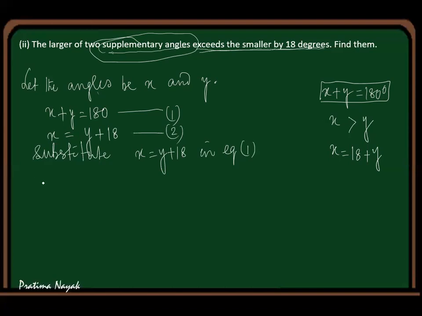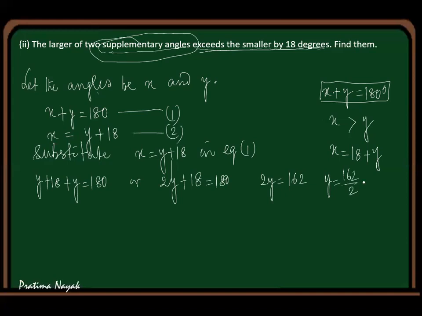Then I'll get y plus 18 plus y is equal to 180 degrees, or twice y plus 18 is equal to 180, or twice y is equal to 162, y is equal to 162 divided by 2, that will be 81. So one angle we got, that is 81 degrees. Now what is the other? Other is 18 more. So 81 plus 18, that will be 99.